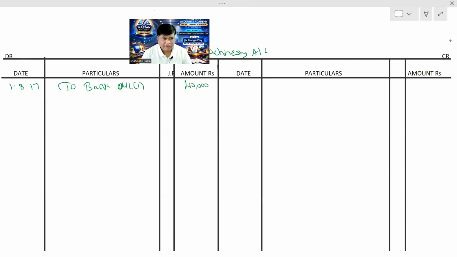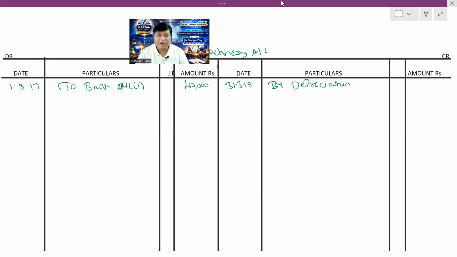And the 1st August 17 is the middle of the year. 31/3/18 will be the closing date, that is the financial year closing date, right? So for depreciation, you should be very careful here. Just calculate from 1st August to 31st March. August, September, October, November, December, 5 months. January, February, March, 3 months. Totally, the machinery has been utilized for 8 months.